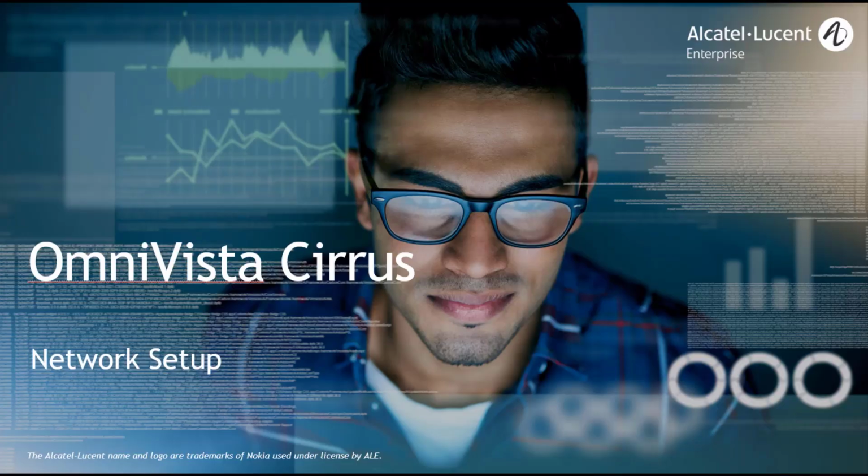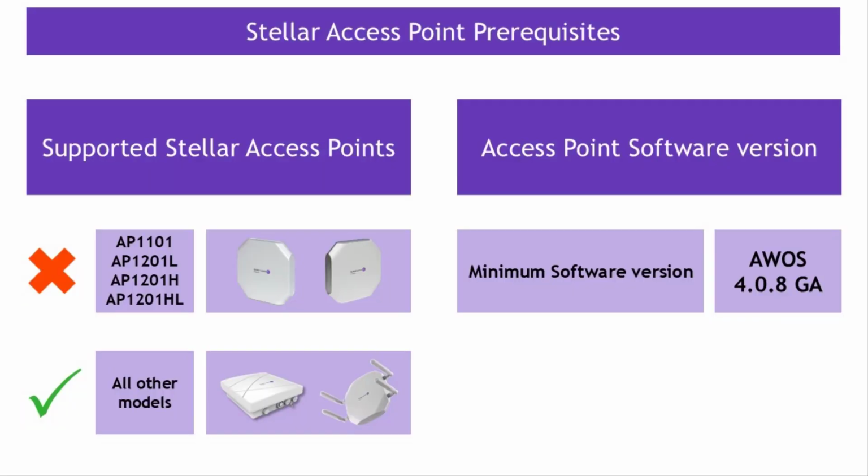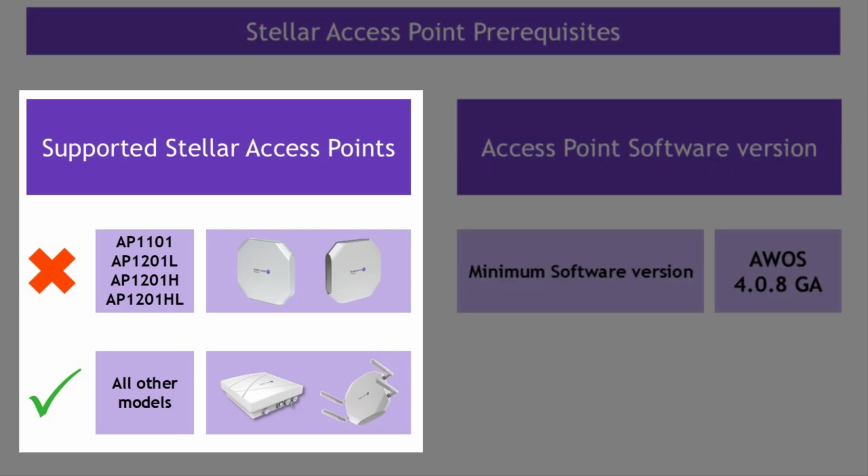This video explains how to set up your network in OmniVista Cirrus. It explains everything you need to know to set up OmniVista Cirrus, including the prerequisites for your Stellar access points and OmniSwitches, as well as the prerequisites and configuration required on your network, and the account creation and configuration required. Here you can find the list of supported and unsupported Stellar access point models.